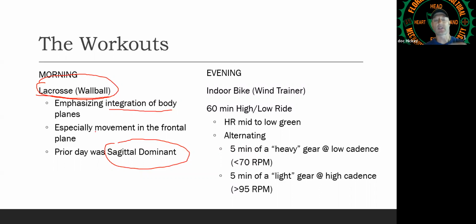Begin the day with some light movement and integrate body planes. If you spent all day in the sagittal plane the day before, go a little bit heavier on my frontal plane, on my transverse plane.